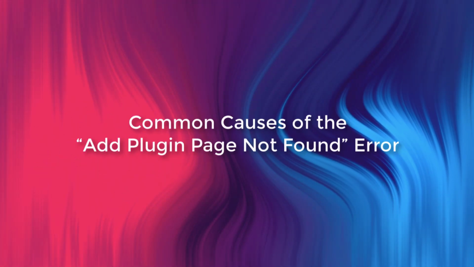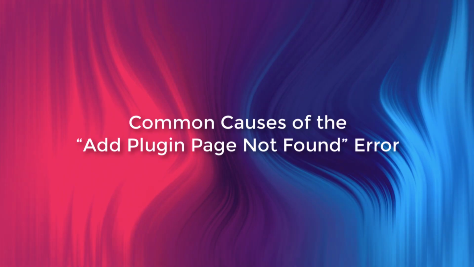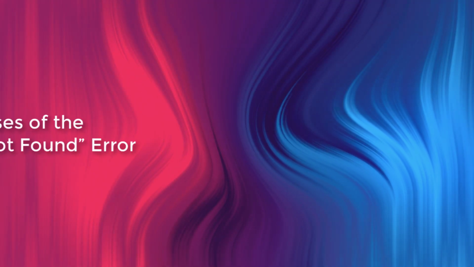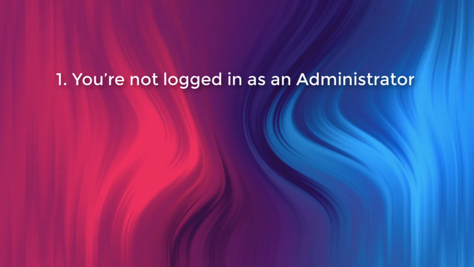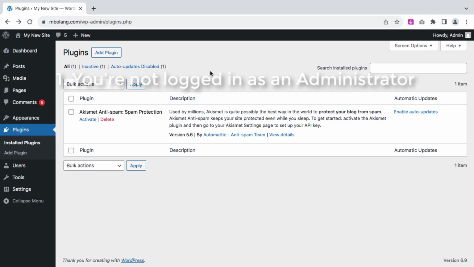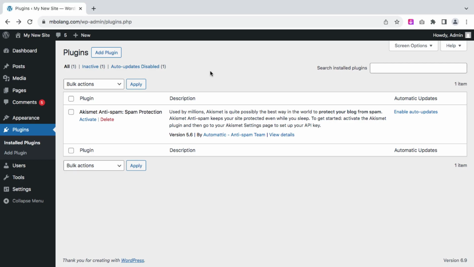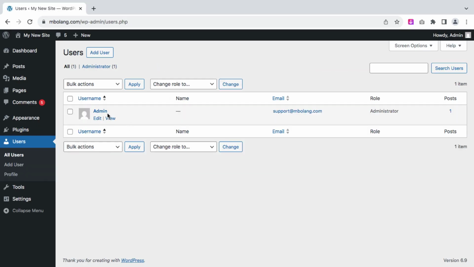There are several possible reasons why the Add Plugin page shows an error. First possibility, you are not logged in as an administrator. So the first thing we need to check is whether your user role is set to administrator. If you can see the All Users menu in the sidebar, and you can find your current username listed as an administrator, then this is not the issue. Alright, let's move on to the second possibility.